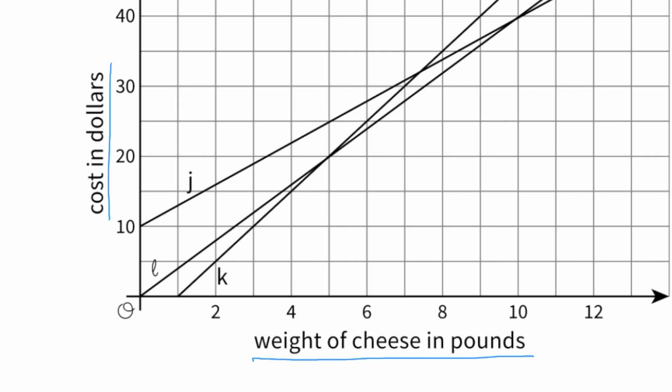cost in dollars. At the bottom left corner of the graph, you'll find the origin. That represents 0 pounds of cheese and 0 cost in dollars. Directly above the origin, I labeled a point that represents $10 for 0 pounds of cheese. And you can see the cost of cheese increasing as the number of pounds increase.